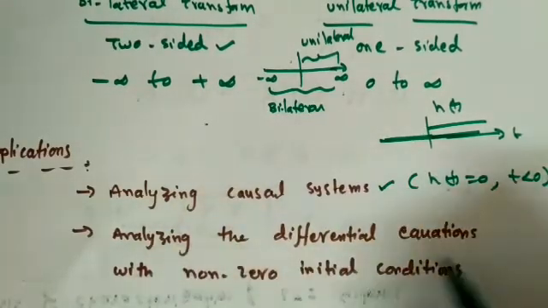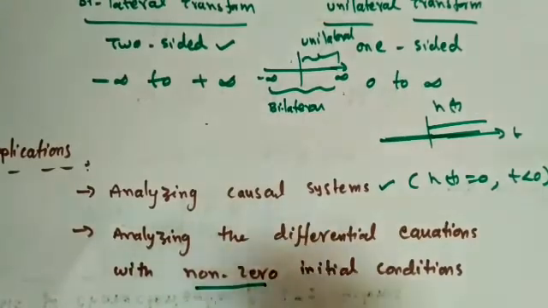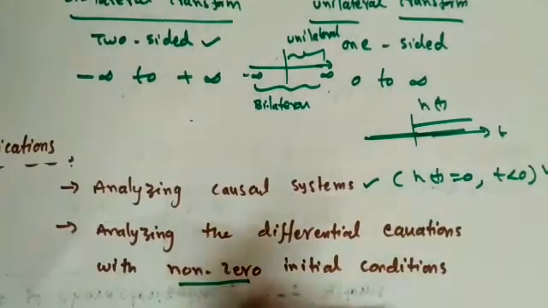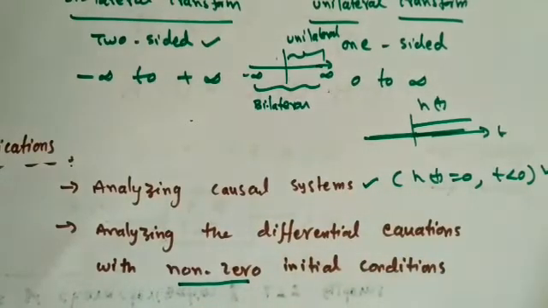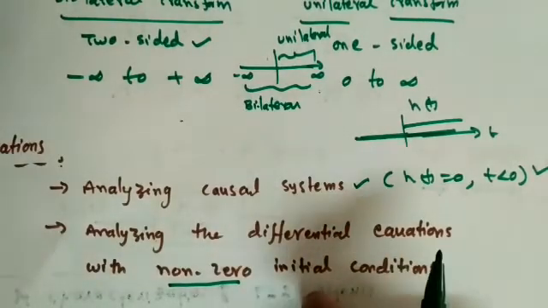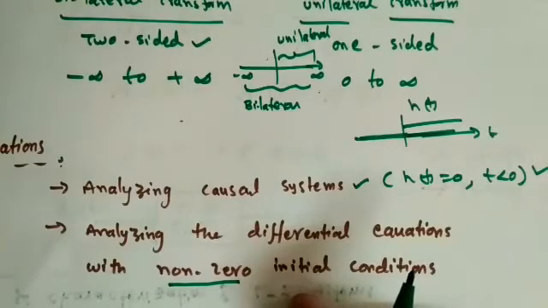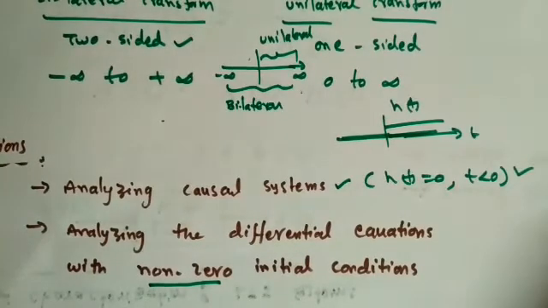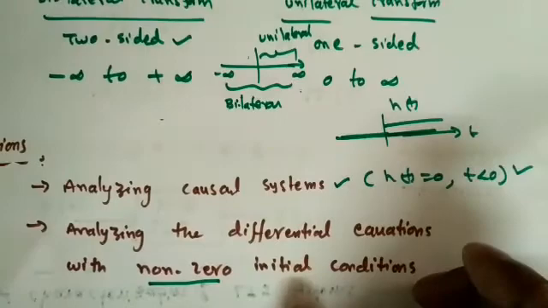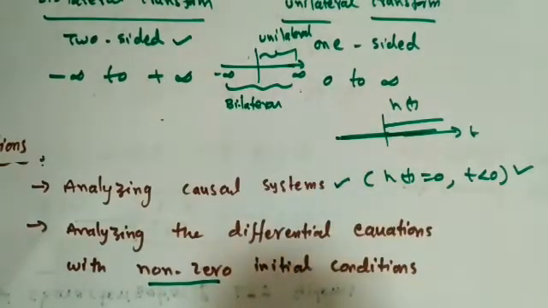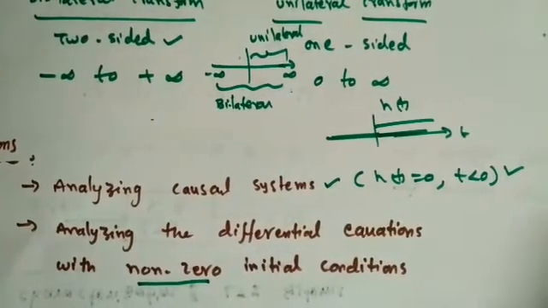Similarly, when we analyze differential equations with non-zero initial conditions, this is the important point. When we saw differential equations in the bilateral Laplace transform, we did not consider any initial conditions, that means zero initial conditions. But when we go for the unilateral Laplace transform, the system has non-zero initial conditions, that means the system is initially not at rest. Some processes have already happened and it has some initial values. Using those initial values, we have to analyze the system, so we can use the unilateral transform to analyze those differential equations and systems.